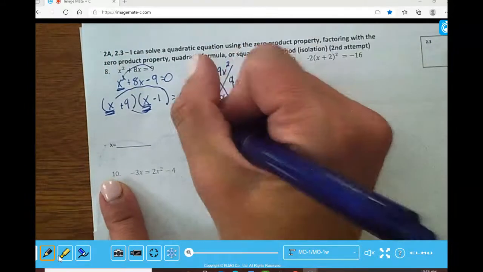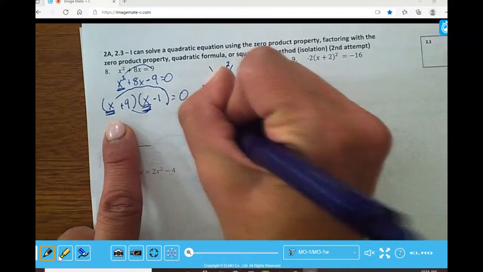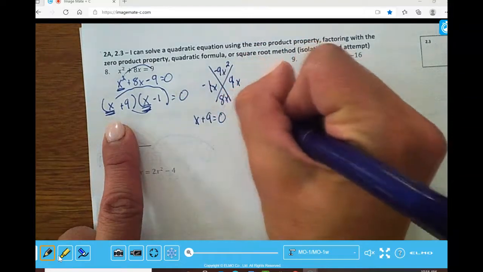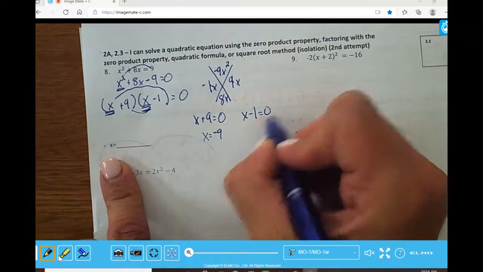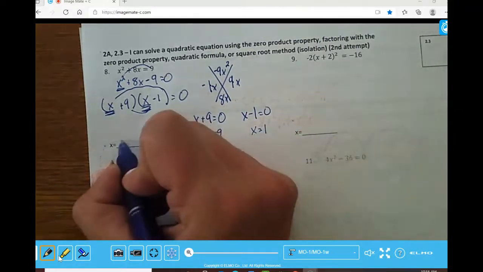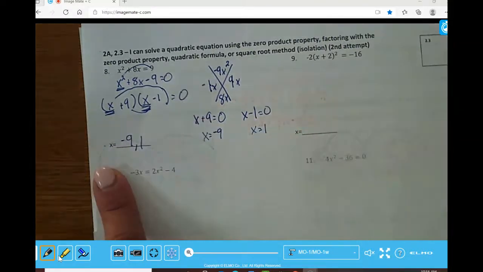And then when you're done, just remember, set your factors equal to 0. Here I would subtract the 9 over, so there's one answer, and then I would add the 1 over for my second answer. So my two answers are negative 9 and 1.